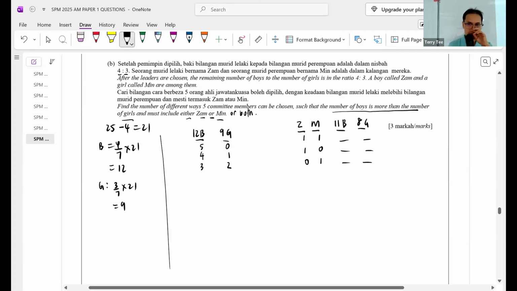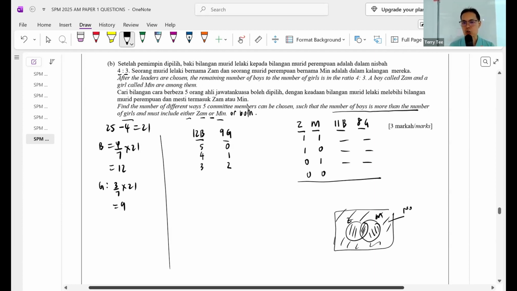We know the idea of total minus complement. Okay, for example, should I draw like this? It's not very good, right? What is outside here? Okay, this one is Zam, this one is Min. This one chooses Zam and Min. This chooses Zam, don't choose Min. Choose Min, don't choose Zam. This one outside here means what? Choose none. Don't choose any one of them.